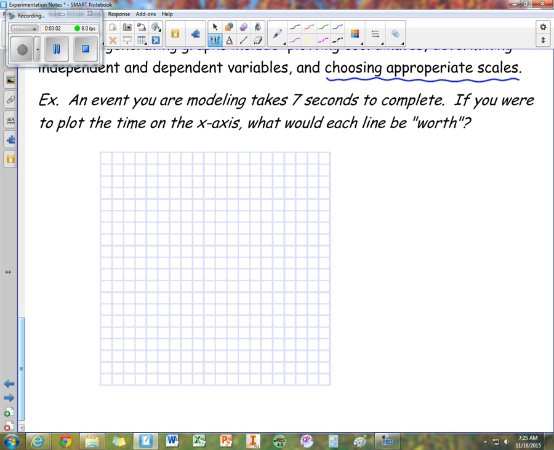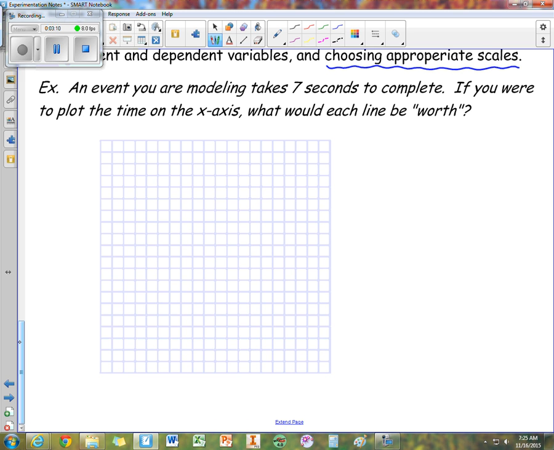We need to figure out what each line would be worth. And what we have here is a 20 by 20 grid. To figure this out, what you want to do is you want to take the amount of your units, wherever they are, and divide that by how many lines you have. So for this example, we have 7 seconds, and we have 20 lines. This comes out to 0.35 seconds per line.